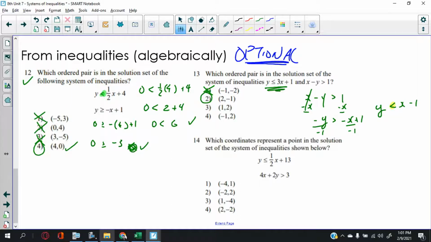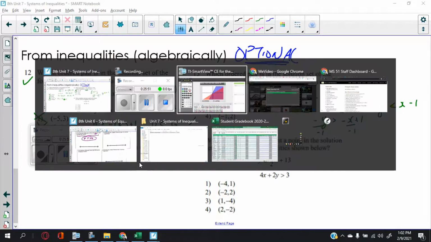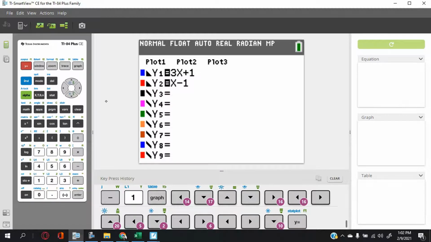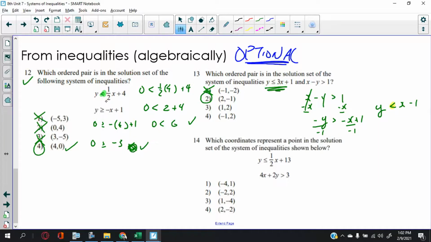Alright, just to save you guys a little time. It's almost time already. Alright, which coordinate represents a point? Okay, same thing. I'm gonna graph that. Actually, you know what? I'm gonna stop here. Actually, this is optional, so if you want to, you can stop right now. But if you want me to keep going, you don't lose any points for leaving early.